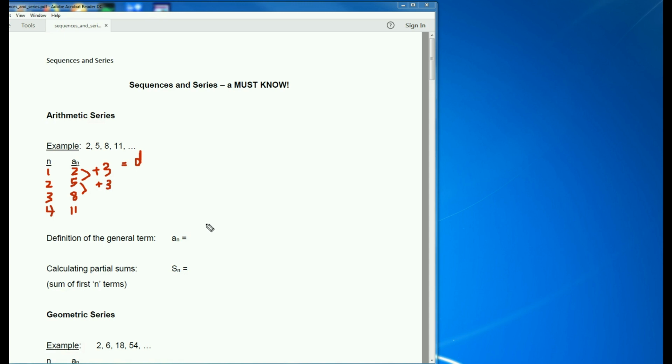Okay, so then we can use that to define the general term, which is referred to as a sub n, as a sub 1, that's the first term, plus n minus 1 times d. All right, so in other words, every other term just equals the first term plus n minus 1, that is, one less, d's added to it. Okay?